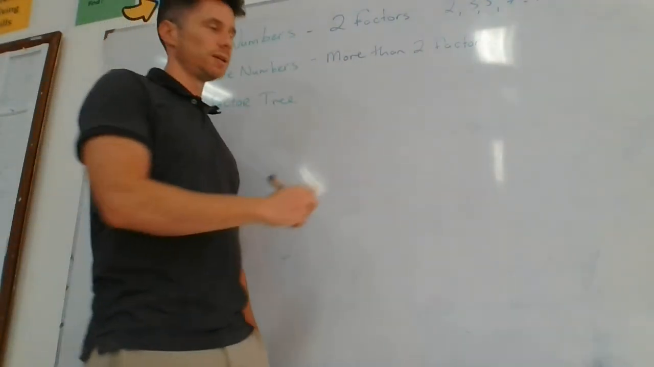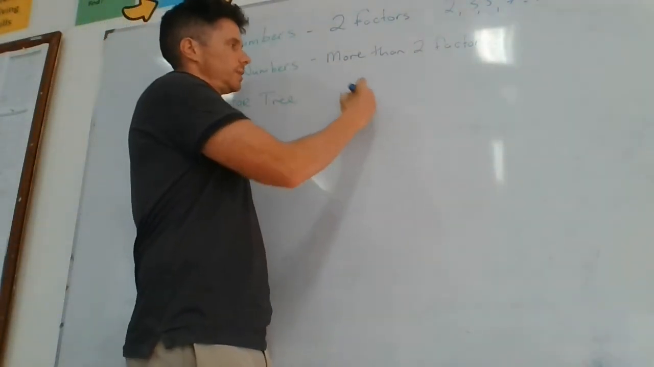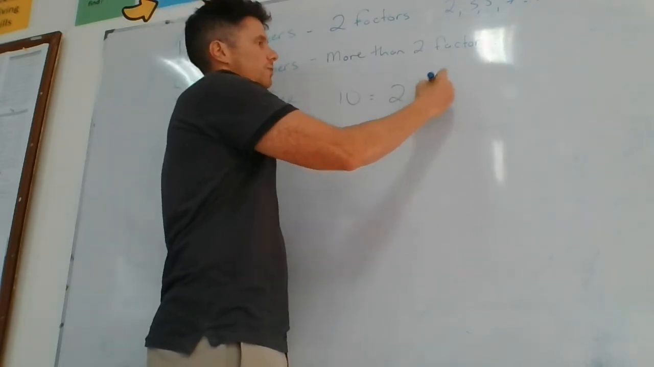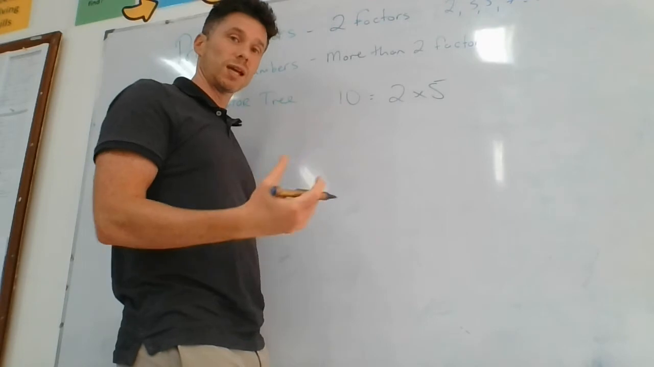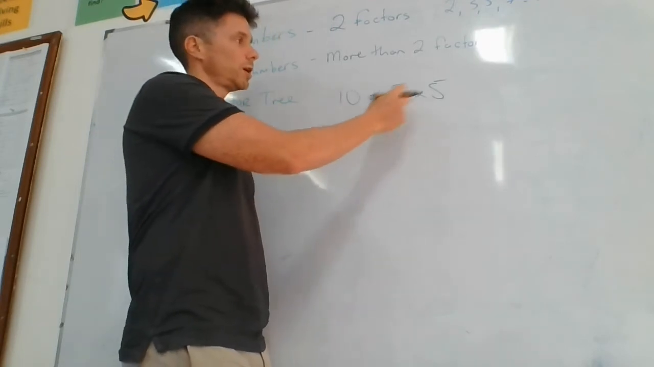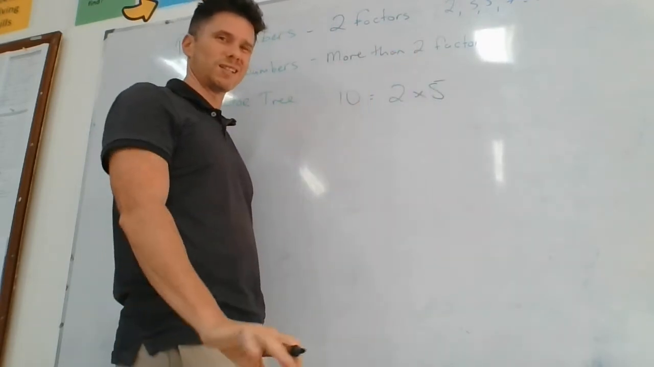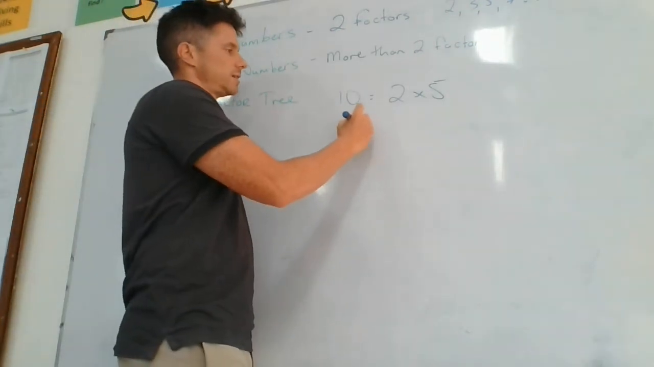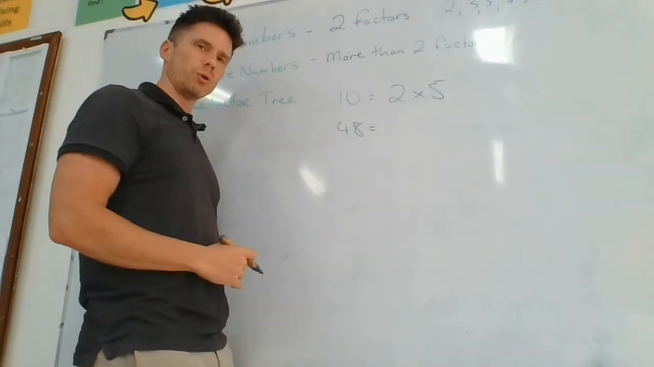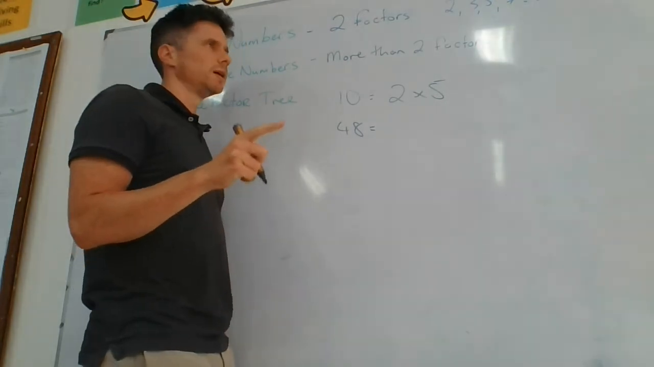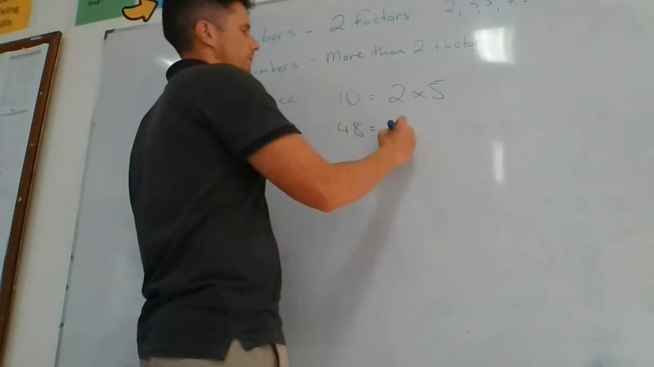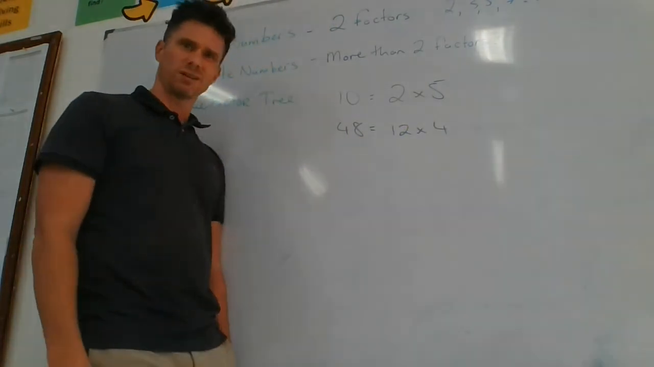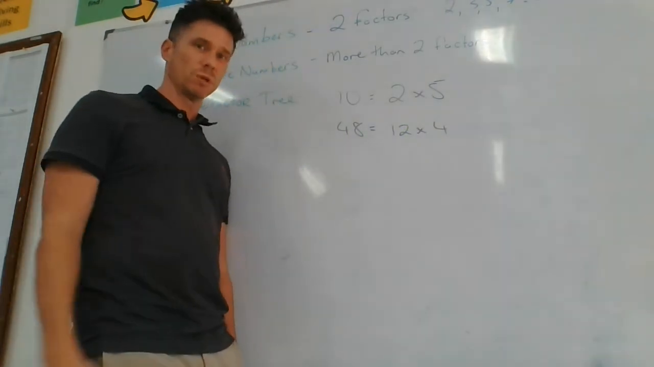So for instance, 10 can be got by multiplying 2 prime numbers, 2 times 5. Okay, that's easy. So that works for that one, but that's too simple. Let's try something more difficult. 48. Now I'm not sure, but I know my times tables. I know that 12 times 4. But of course, neither of those are prime numbers, they're both composite.